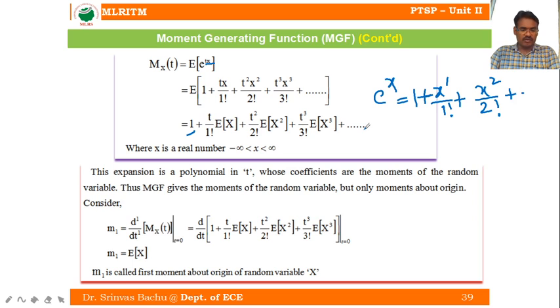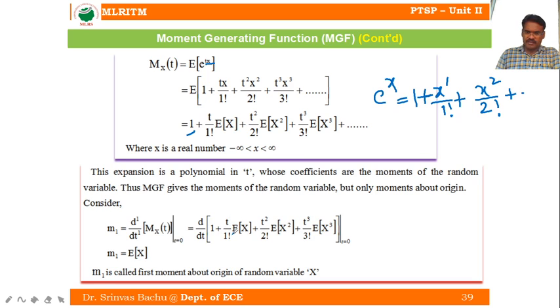Indirectly we can find some. I want m suffix 1. Can you differentiate this equation with respect to t one time, that is d by dt of mx of t? Differentiate the MGF with respect to t, and after that substitute t equal to 0. One time differentiation, then t equal to 0.